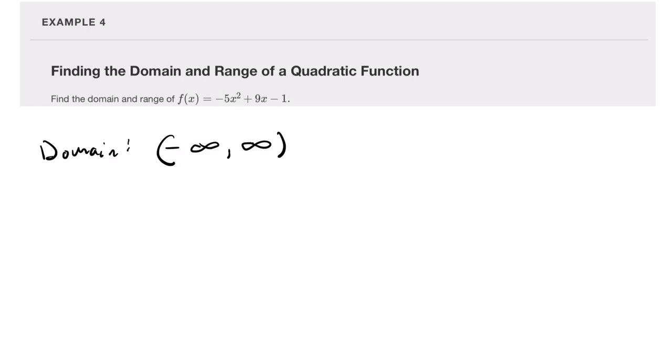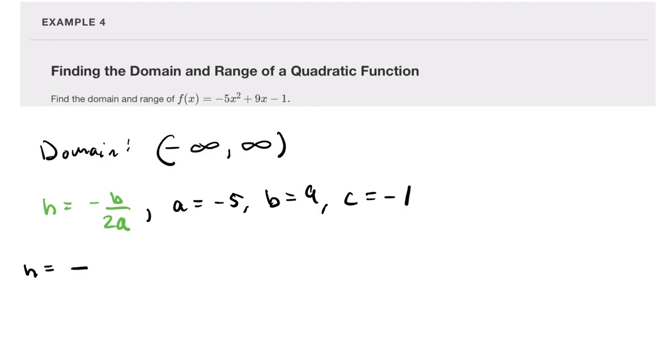So we're going to use our vertex formula. h equals -b over 2a. Right? And then so we're given our a is -5, our b is 9, and our c is -1. Okay. So then our h is going to be -b over 2 times our a. Okay, so double negative is positive. So it looks like it's 9 over 10.